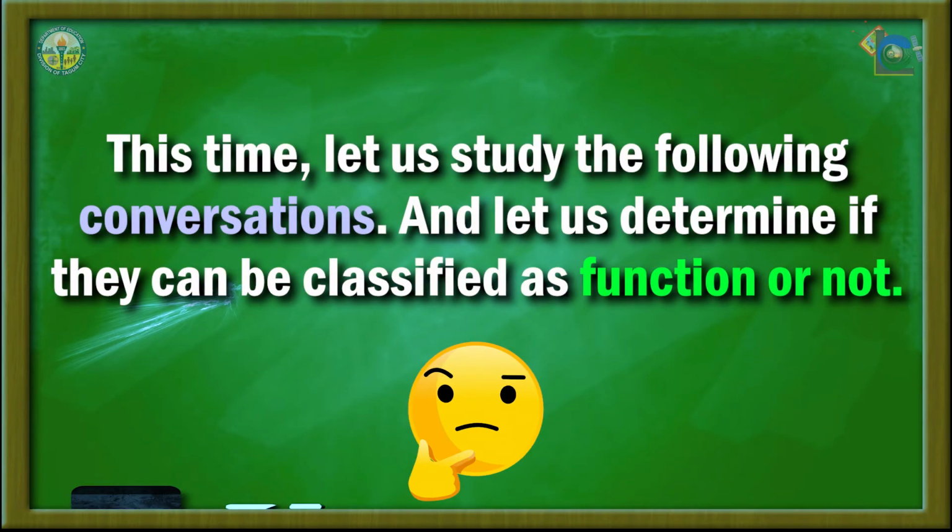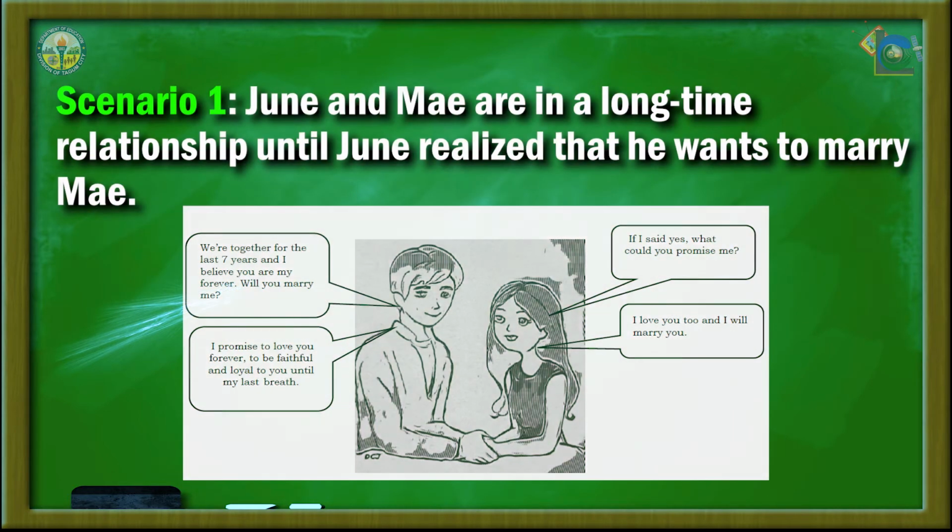This time, let us study the following conversations and determine if they can be classified as function or not. First scenario. June and May are in a long-time relationship until June realized that he wants to marry May. Monogamous marriage, like in Christian countries, is an example of function when there is faith and loyalty. Let's say June is the domain and May is the range. When there is faithfulness in their marriage, there will be a one-to-one relationship, one domain to one range. Hence, the first scenario is an example of a relation that shows function.